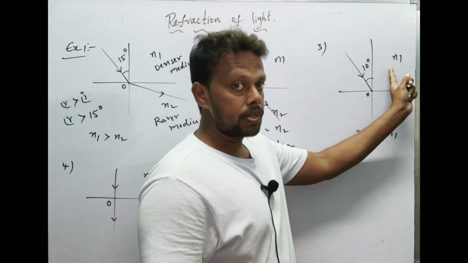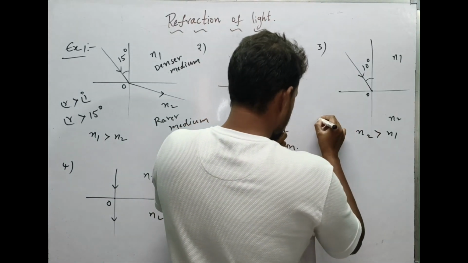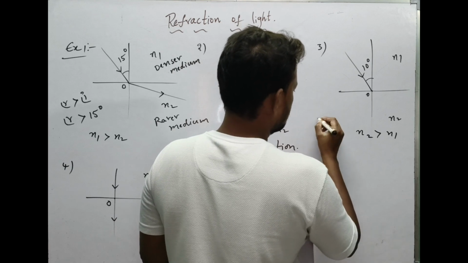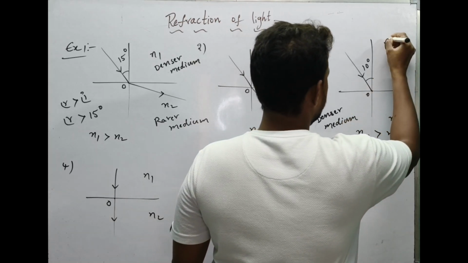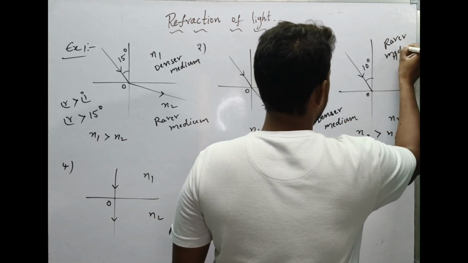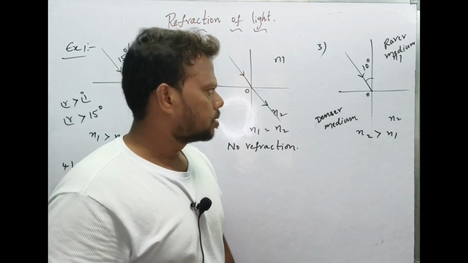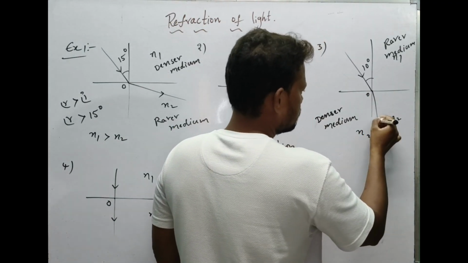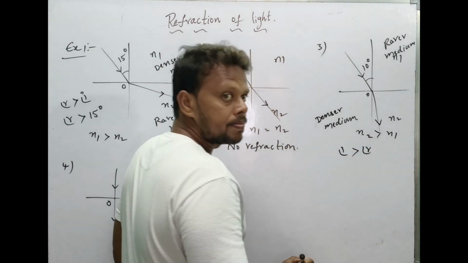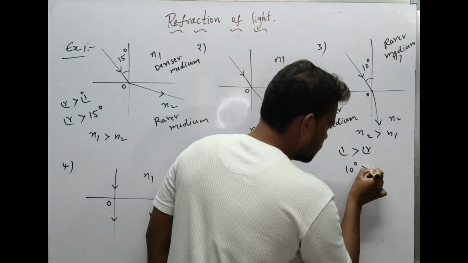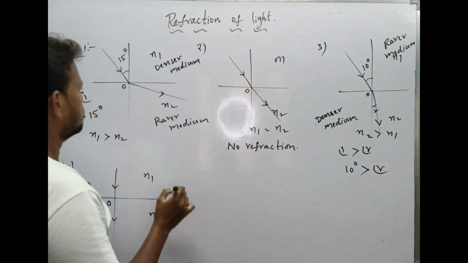Third case, first medium is N1, second is N2. N2 is greater than N1. So N1 is a denser medium. Sorry, N1 is a rarer medium and N2 is a denser medium. So when the ray of light travels from optically rarer to optically denser, the refracted ray bends towards the normal. In this case, angle of incidence I is greater than the refracted angle. This is the refracted angle here.